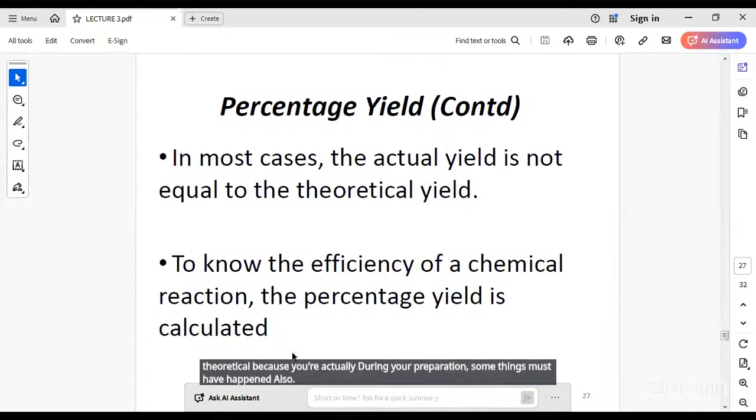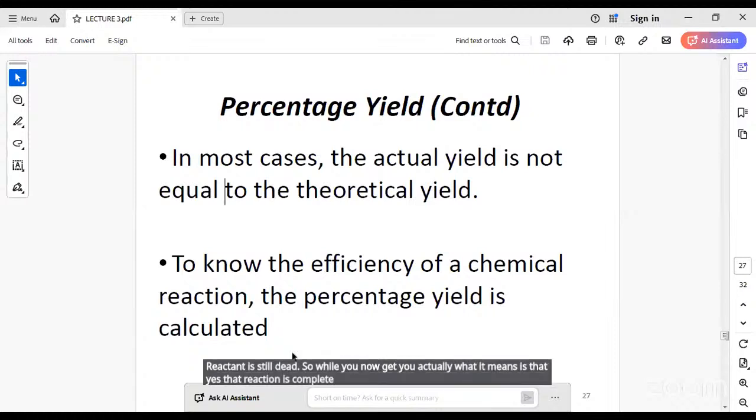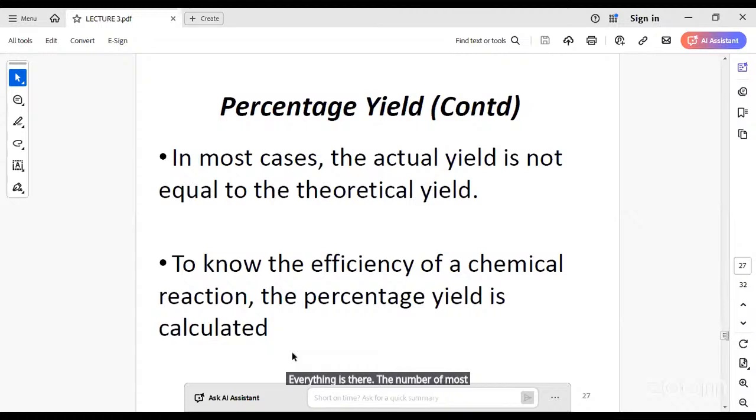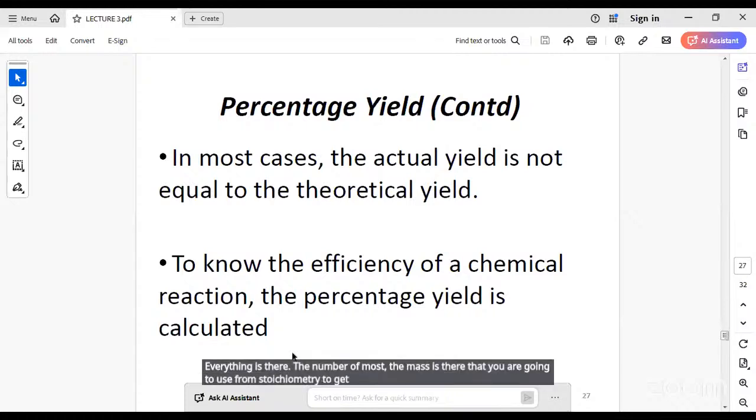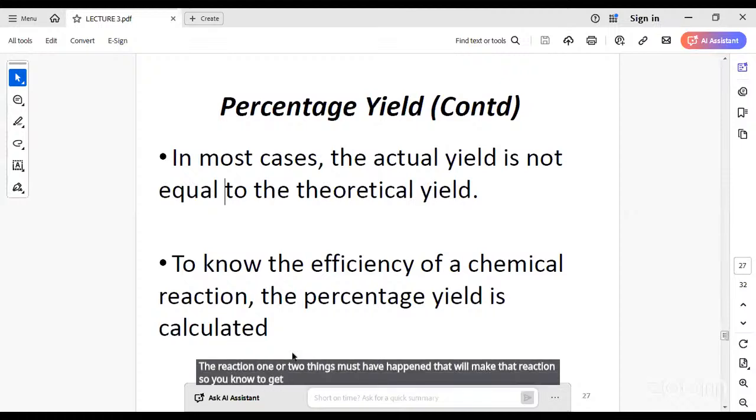Also, as you know, once the limiting reagent is finished, then that reaction stops. What it means is that you still have some unreacted materials, because the other reactant is still there. So when you get your actual yield, yes, that reaction is complete, but there are some impurities that are still there. So most times, the actual yield is not equal to the theoretical yield, because for the theoretical yield, everything is there. The number of moles and the mass are there that you are going to use from stoichiometry to get the theoretical yield. So most times, your actual yield is usually smaller than your theoretical yield, because during the reaction, one or two things must have happened that make you not get all the yield you need in that reaction.